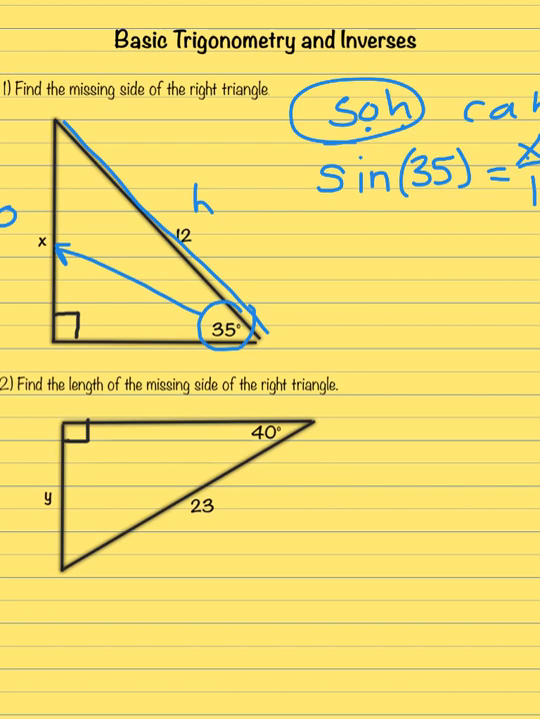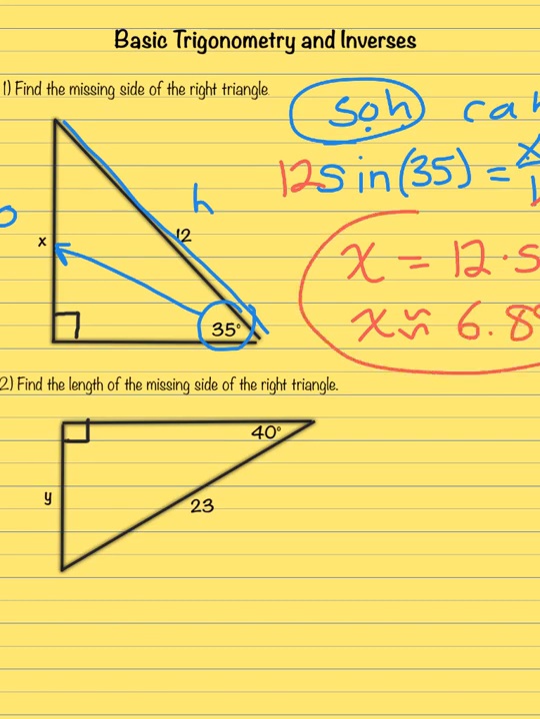So to solve for x, this sine of 35 is a number that can be typed into the calculator, and then obviously 12 is a number, so you multiply by your denominator, and x equals 12 times the sine of 35. And then you can type that into the calculator and get x is approximately equal to 6.88. So however you need to write the answer, that would be what you would do.